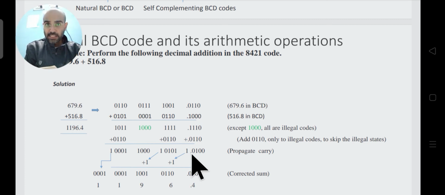If it is a legal state, then we will directly note it down. If it is an illegal state, then again we will add 6 to it. Okay, so let us see. This is the procedure we follow. This is what we have to do. So let's see, this is 6 we have added to all the illegal states.